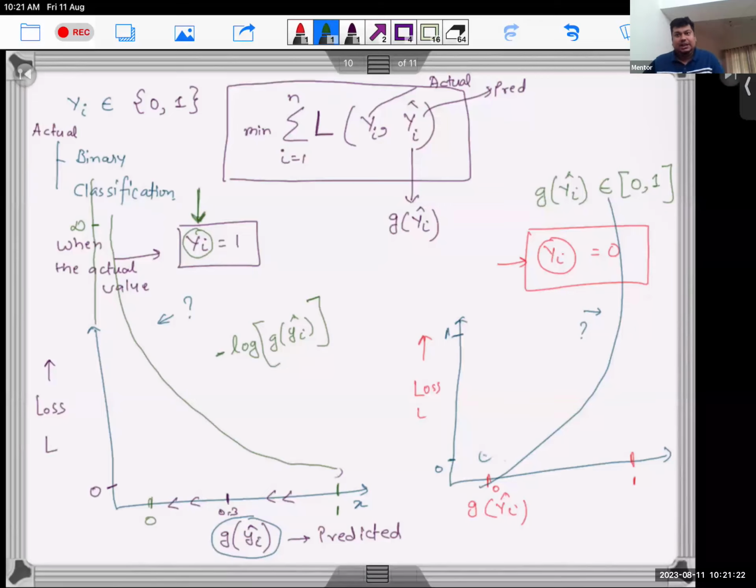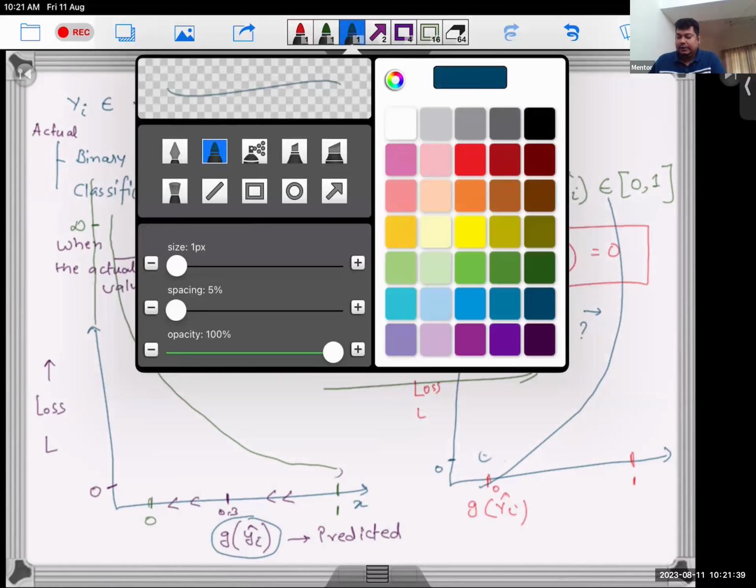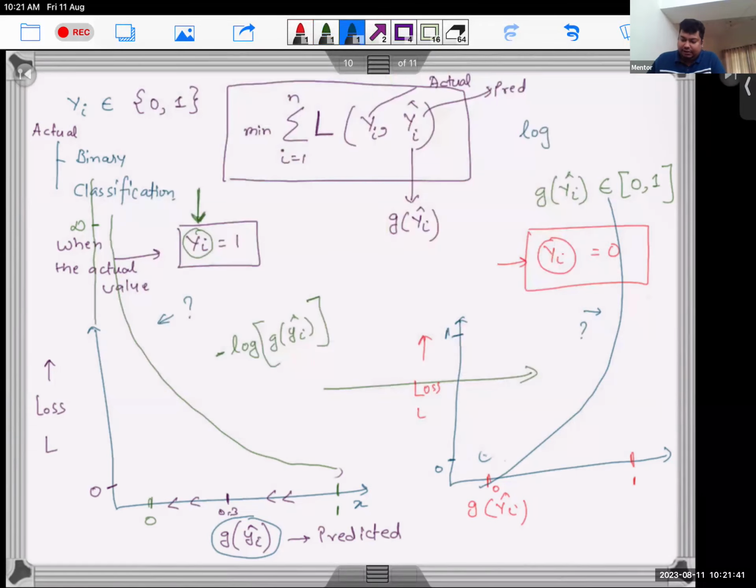Similarly, if you look at the right hand side, don't you think this is just this function only, but shifted by 1? Yes or no? It's a mirror opposite of it, right? So I can write it like this: minus of log of 1 minus g of y I hat. See, if you're not convinced, let's check it out.